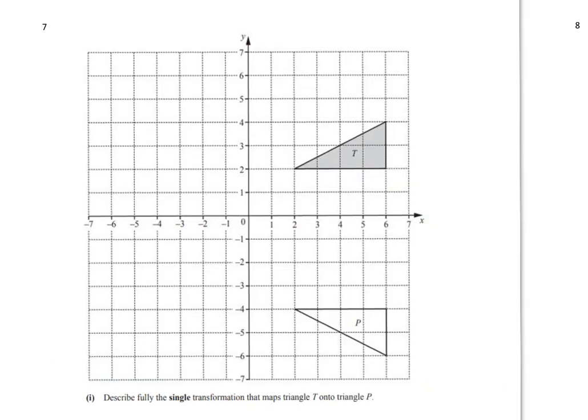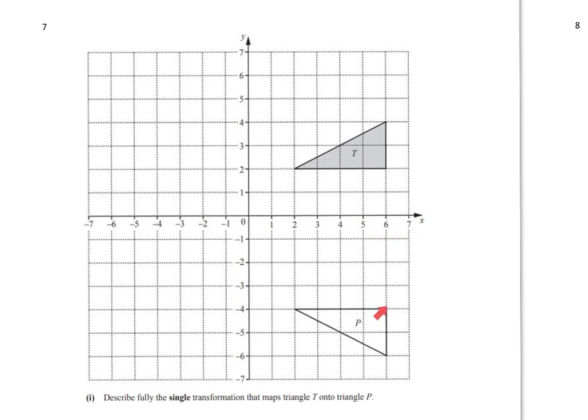Next one, number 7. Describe fully the single transformation that maps T onto the triangle B. T to B. Reflection. Where is the mirror line? The line in the halfway. Y equals -1. Yes, right.